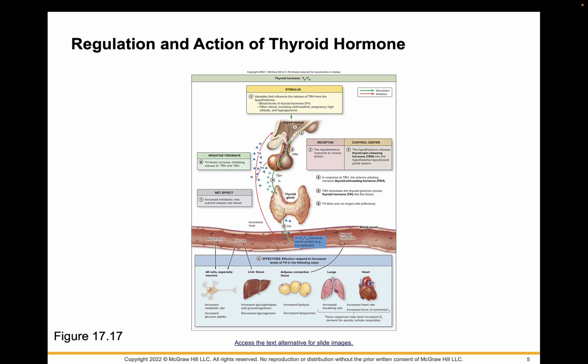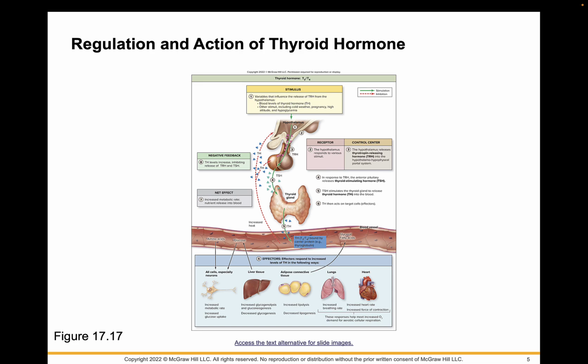If we look at targets such as the heart and the lungs, we're basically going to see either an increase in heart rate or force of contraction, or we're actually going to see a higher rate of ventilation. And so this is to meet the increased oxygen demand for aerobic cellular respiration that's happening because of the increased metabolic rate.